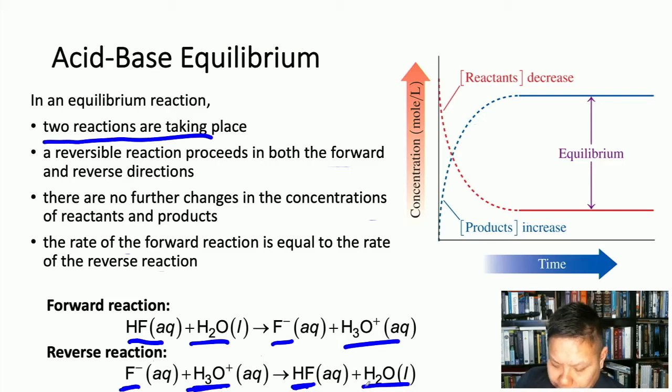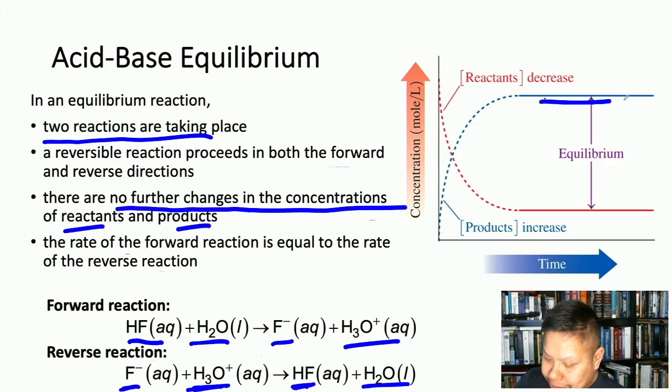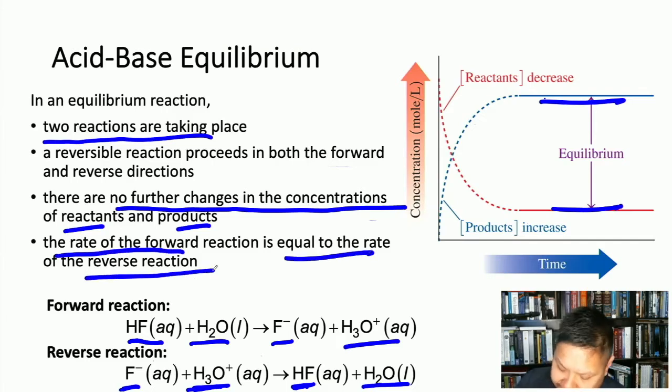Once you reach this point called equilibrium, there's no further changes in the concentrations of either the reactants or the products. So in this particular graph here, you see this is the equilibrium, right there, products and reactants, right? And the rate of the forward reaction is actually equal to the rate of the reverse reaction. So as fast as hydrogen fluoride and water become the constituent ions of fluoride and hydronium ion, the fluoride ion and hydronium become hydrogen fluoride and water.